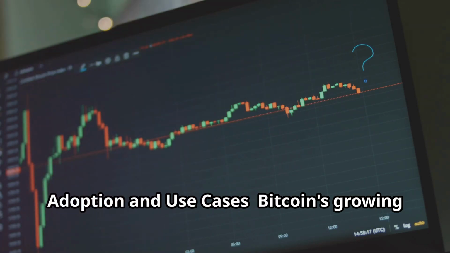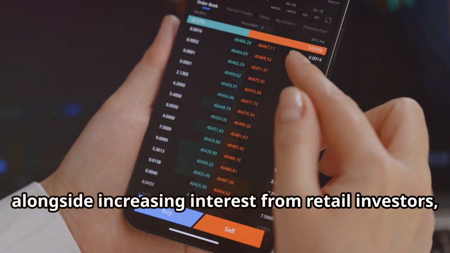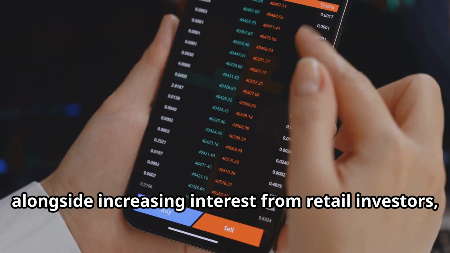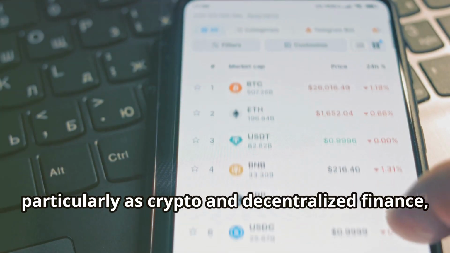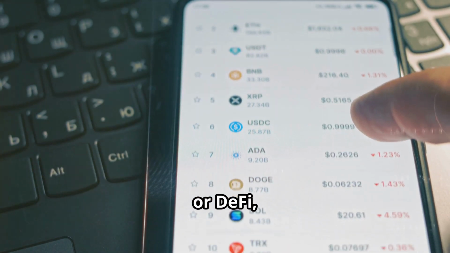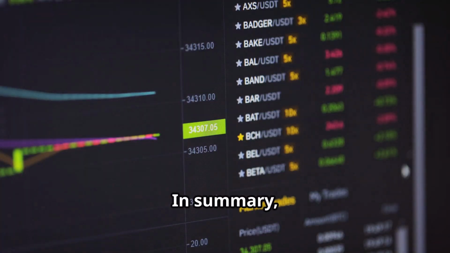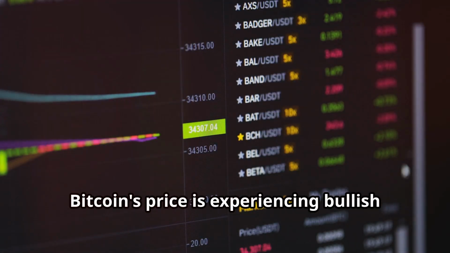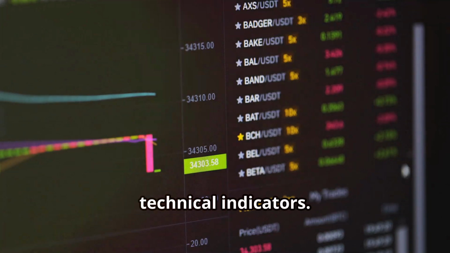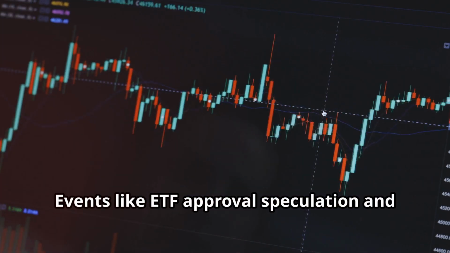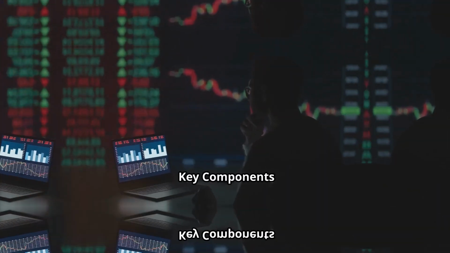Adoption and use cases. Bitcoin's growing adoption by institutional investors, alongside increasing interest from retail investors, continues to push demand, particularly as crypto and decentralized finance, or DeFi, gain more mainstream attention. In summary, Bitcoin's price is experiencing bullish momentum with some caution indicated by technical indicators. Events like ETF approval speculation and global economic factors are influencing this rise.